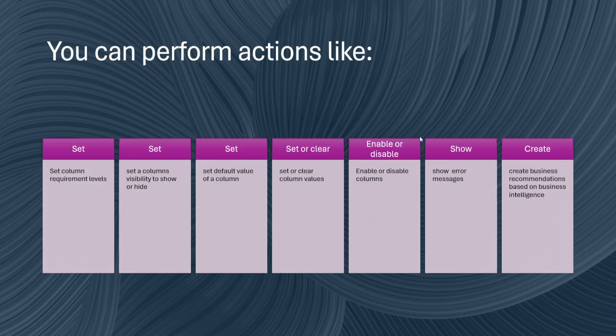The actions that you can perform with business rules: you can set column requirement levels, whether it's business required or not. You can set column visibility to show or hide. You can set the default value of a column. You can also set or clear column values. You can enable or disable columns, and as I said, show error messages. You could also use business rules to create business recommendations based on business intelligence.